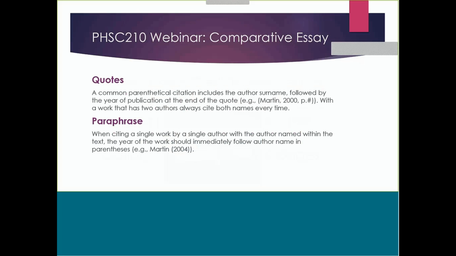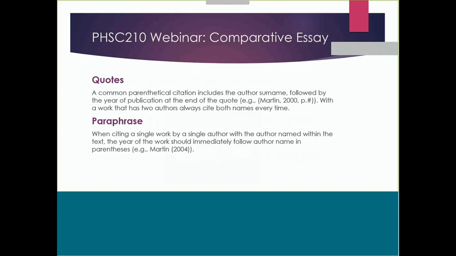There are quotes. A common parenthetical citation includes the author's surname followed by the year of publication at the end of the quote. So you'll quote a particular article or a particular book as part of your paper. You'll say, well, the author says, and then you'll open the quote, and the author will say something about carbon dating, and then you'll close the quote. At the end of the close of the quote, you'll put the author's name and the year of publication, followed by the page number.